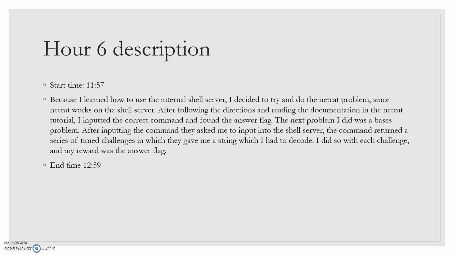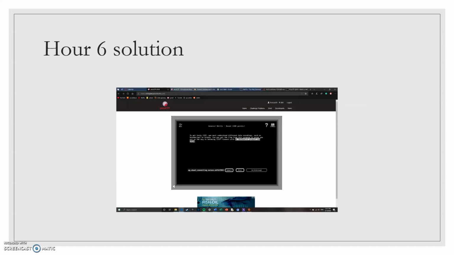The next one was the basis problem. After inputting the command they asked me to input into the shell server, the command returned a series of timed challenges in which they gave me a string that I had to decode. Each string was encoded with a different sort of base thing. One was in base 2, another was in base 64, another was in hexadecimal. You just had to find decoders for those and input them into that. I did so with each challenge, and my reward was the answer flag. There's a solution. PicoCTF something about converting values.